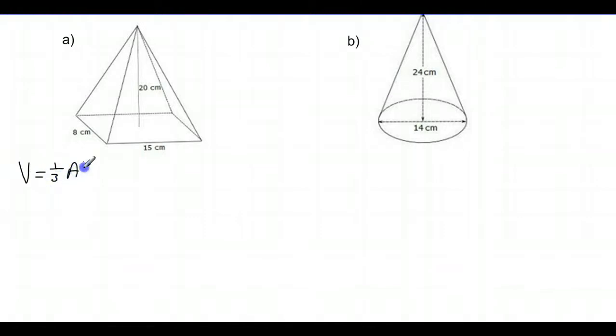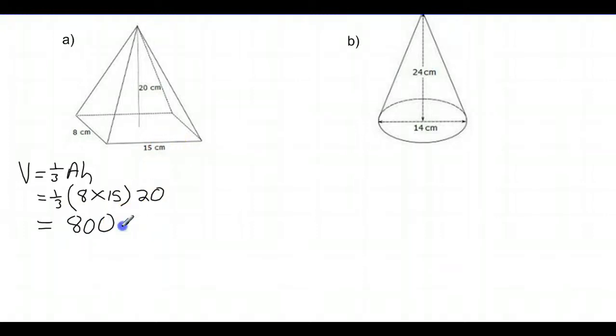1/3 A H. 1/3 the area of the base. Base is a rectangle. 8 times 15 times the height, which is 20. Okay, do we need a calculator? I don't think so. 1/3 of 15 is 5. 5 times 8 is 40. 40 times 20 is 800.